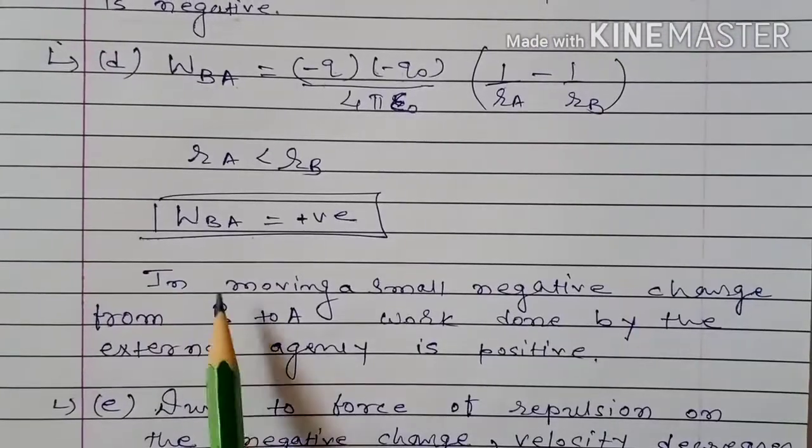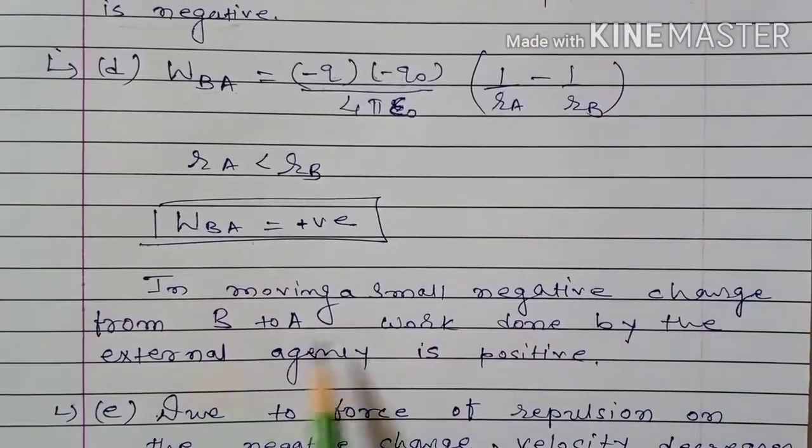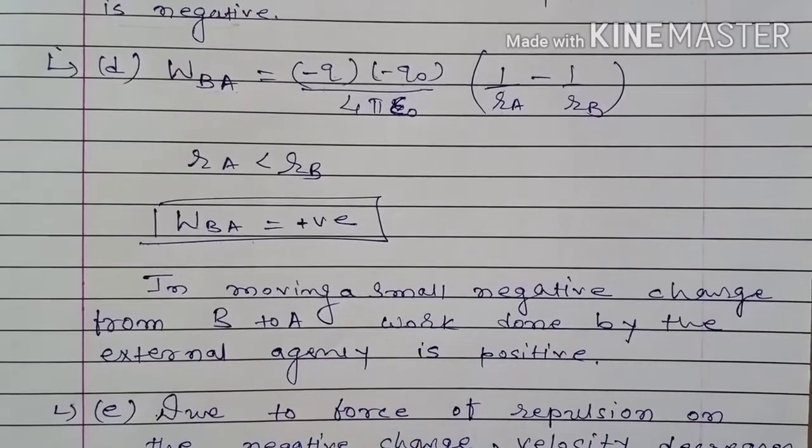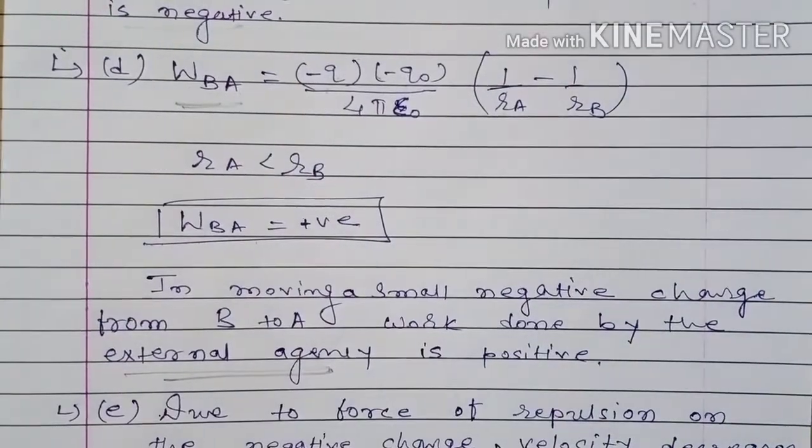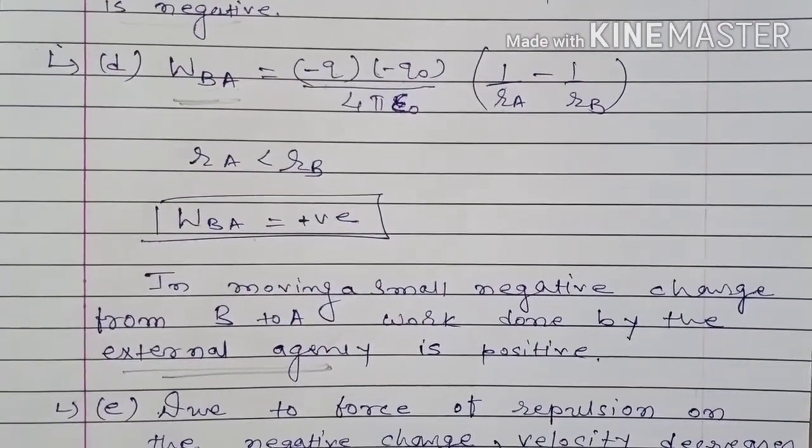So we can write, in moving small negative charge from B to A, work done by the external agency is positive. This is the formula of work done by external force.